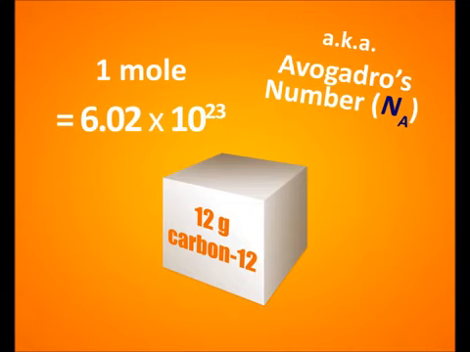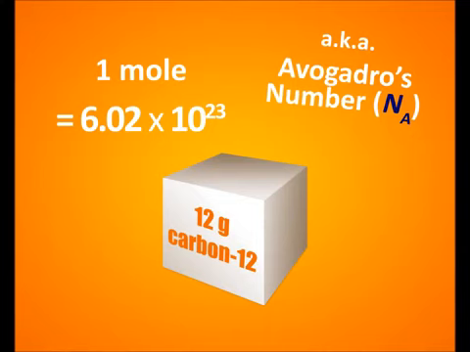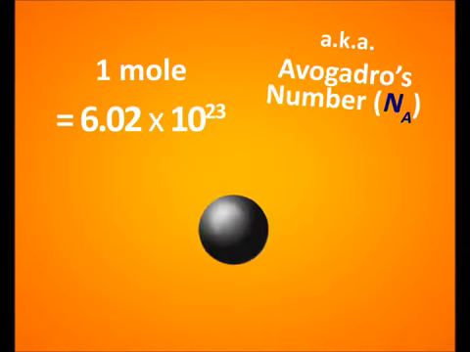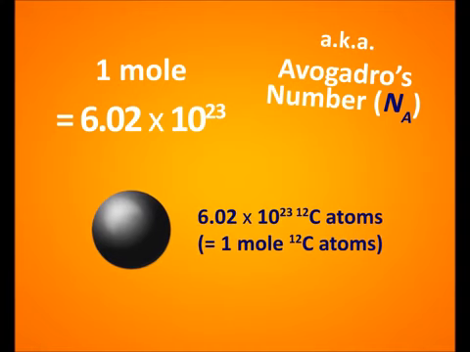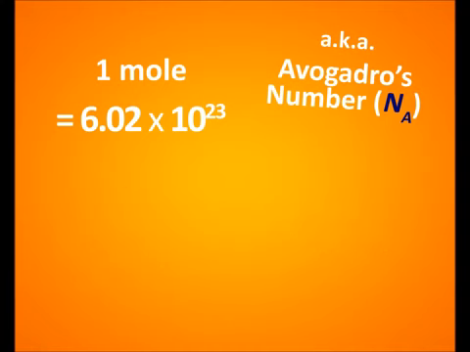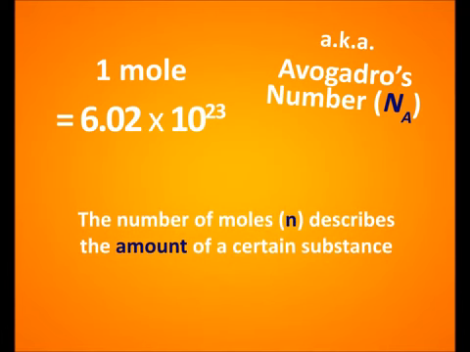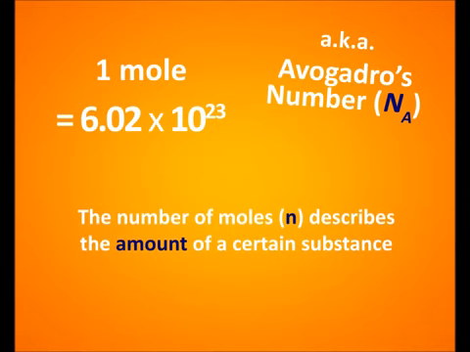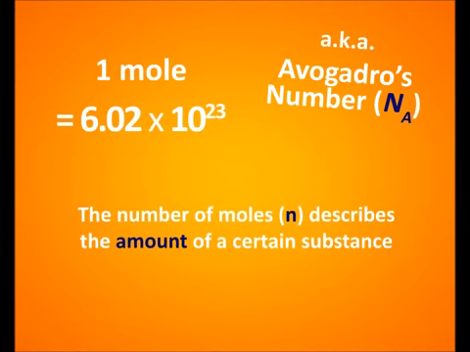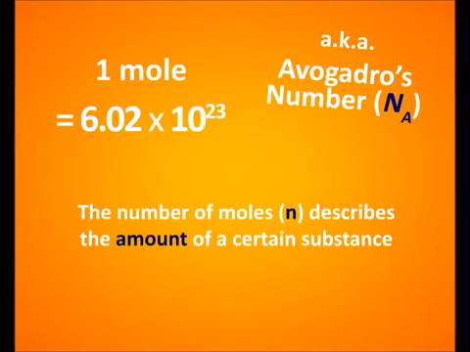This number is also known as Avogadro's number, which we give the symbol capital N sub A. So the number of carbon-12 atoms in 12 grams of carbon is Avogadro's number. The number of moles is given the symbol lowercase n and represents the amount of any substance, not just carbon-12 atoms. We can therefore derive some simple calculations.